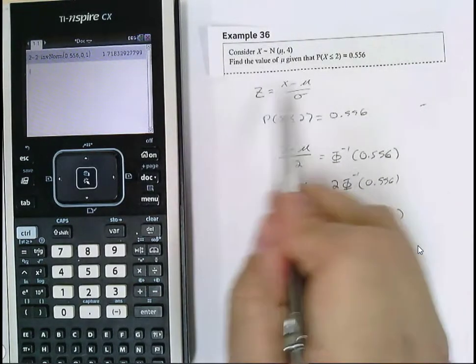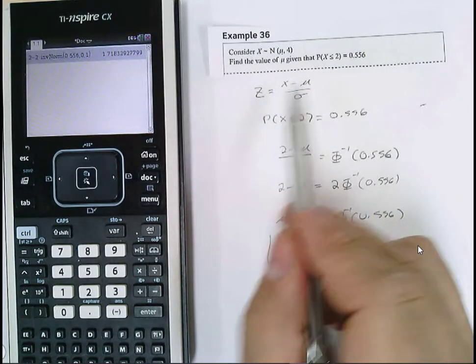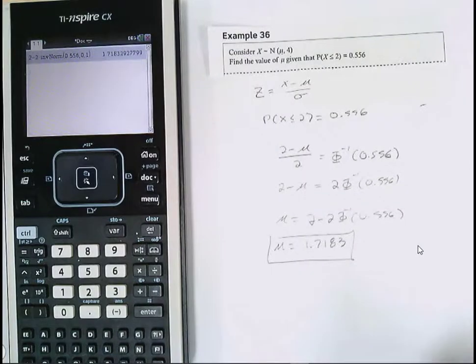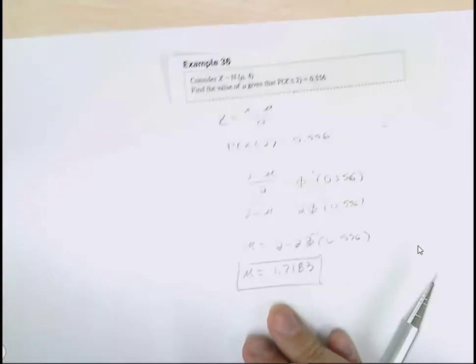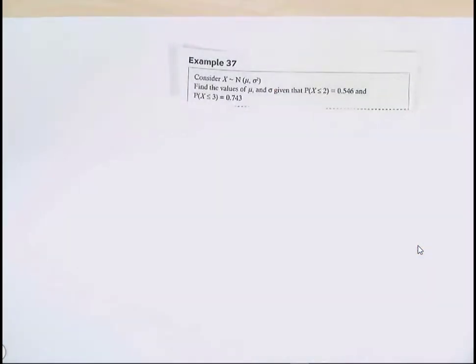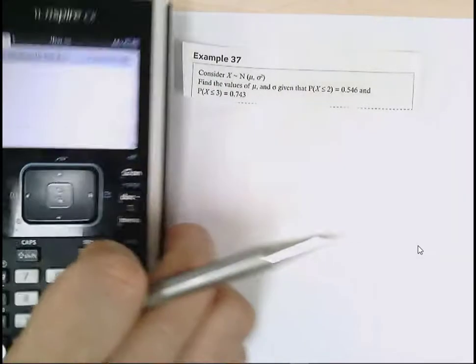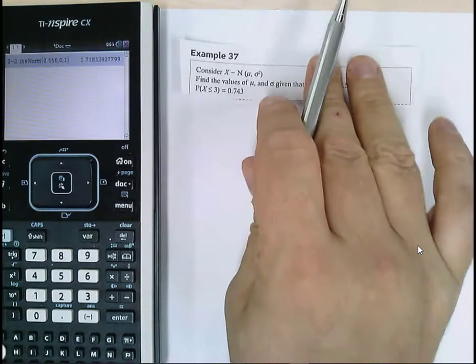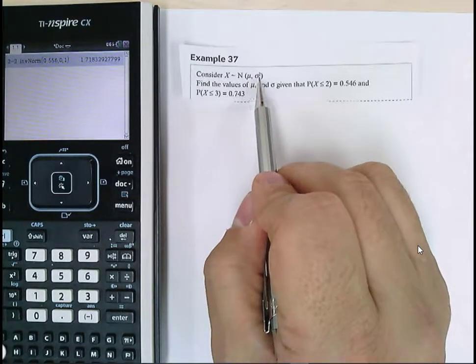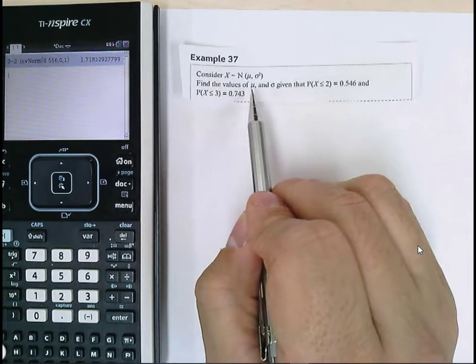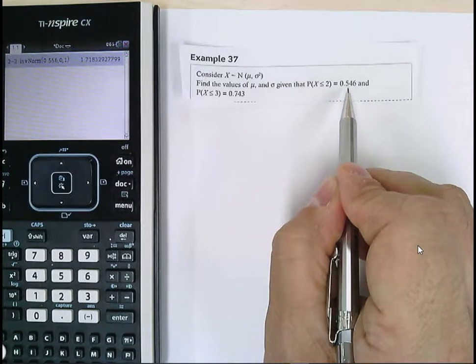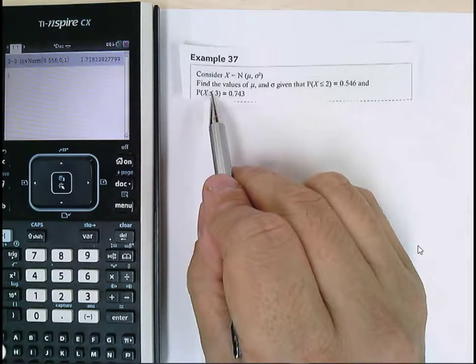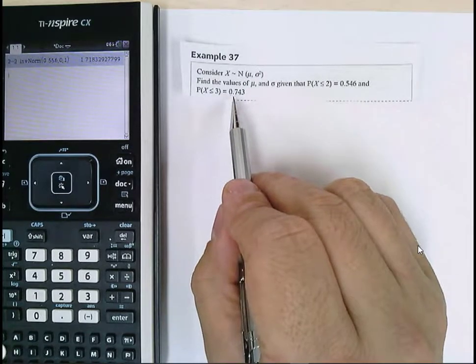So we can use the standardized normal distribution to solve problems like this when we don't know our mean. And now the next problem we're going to look at, in this one we didn't know our mean, but now we're not going to know both. Example 37 says that x follows a normal distribution with a mean and variance. Find the values of the mean and the standard deviation given we know that the probability that x is less than or equal to 2 is equal to 0.546, and that the probability that x is less than or equal to 3 is 0.743.